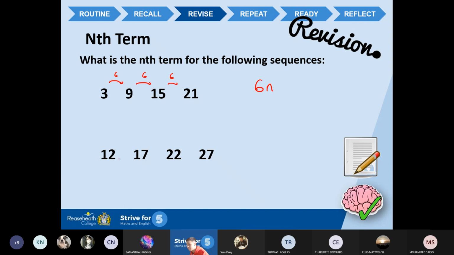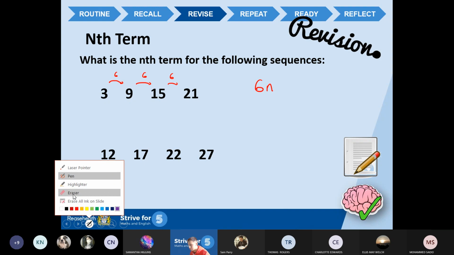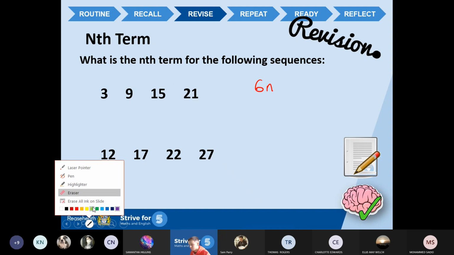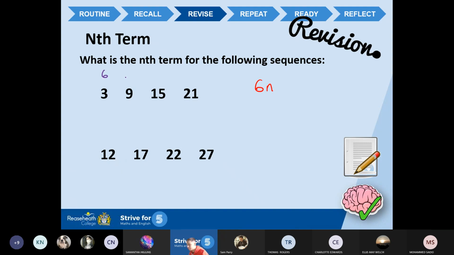You guys make me feel like you already know all this. So once I know it's going up in sixes, I do my 6 times table above it. Okay. Let's go for purple. Yeah, here we go. So 6, 12, 18, and then 24. Then I ask myself, how do I get from 6 down to 3? I take away 3. How do we get from 12 down to 9? I take away 3. So it's going to be 6n take away 3, which, to be honest, from those of you who contributed in the chat, spot on. That is the formula. That is the sequence. Okay? 6n subtracted 3.